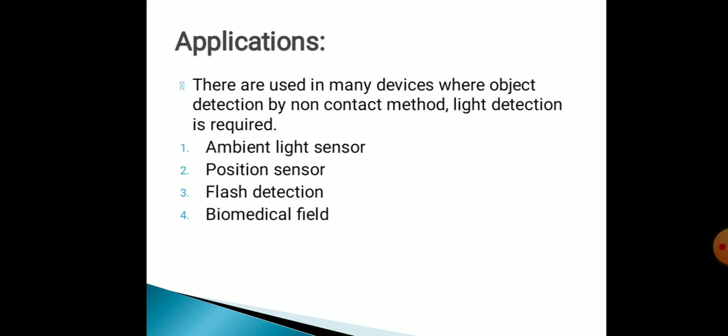Second one, position sensor. It gives output when an object interrupts light. Thus, it can be used in process industries for counting jobs completed. Third one is flash detection. In photography work, the number of flashes is to be synchronized to get the desired light effect. So, optical sensors are used in such cases. And the last one is the biomedical field, for optical heart rate monitoring and breathing analysis.